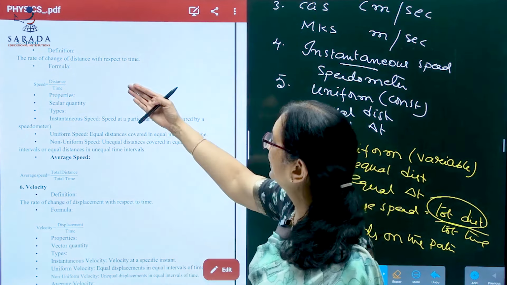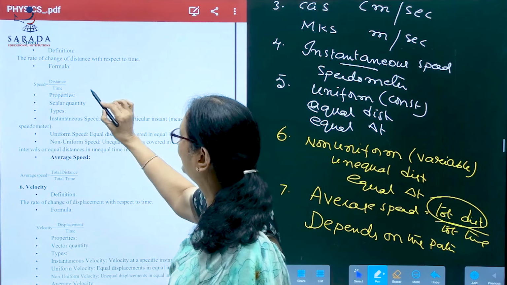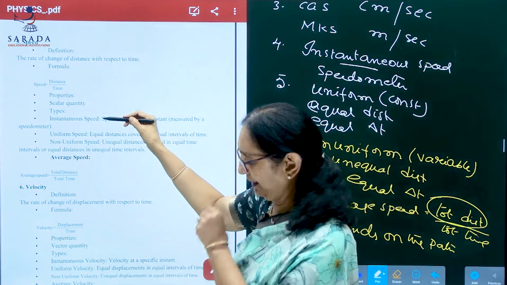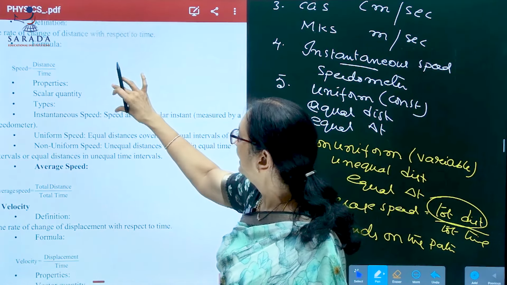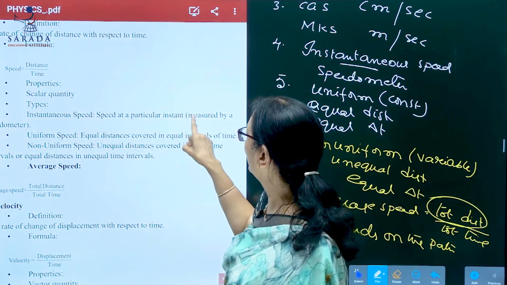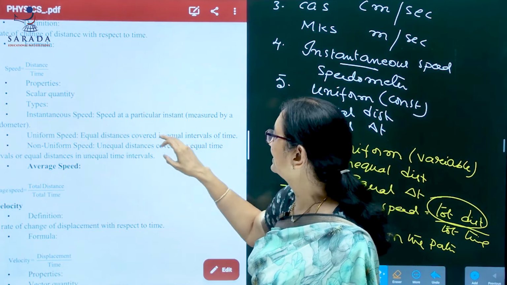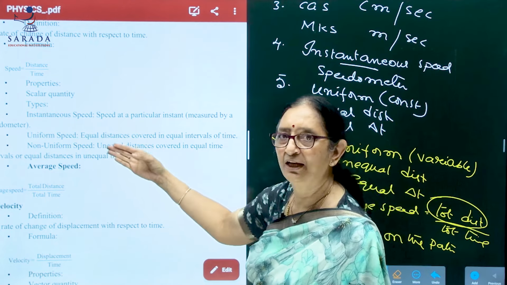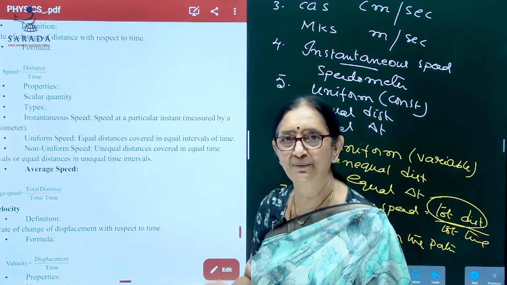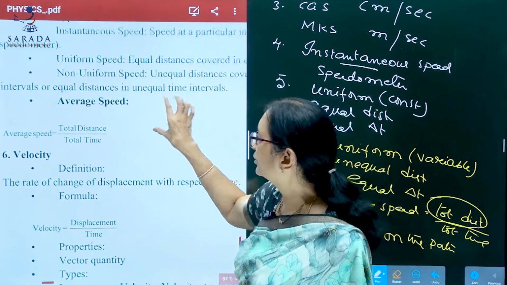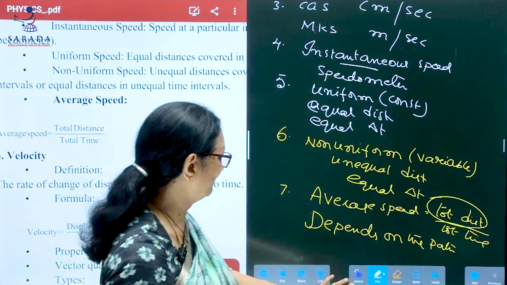So, look here, coming to the definition for speed: the rate of change of distance with respect to time, or speed is distance by time. It's a scalar quantity. It has only magnitude but no direction. Instantaneous speed is the speed of a body at a particular instant and it is measured by a speedometer. Uniform speed: the body covers equal distances in equal intervals of time. Non-uniform speed: unequal distances in equal time intervals or equal distances in unequal time intervals. Average speed is total distance by total time. Average speed depends on the path taken by the body.